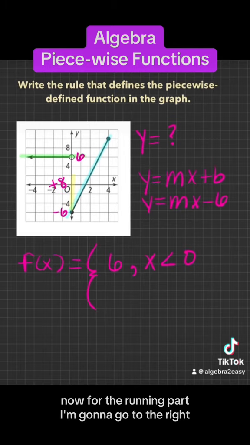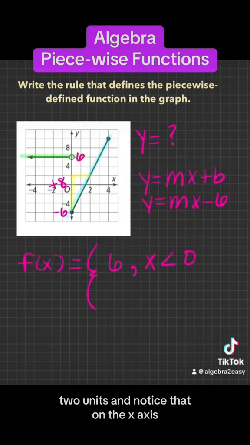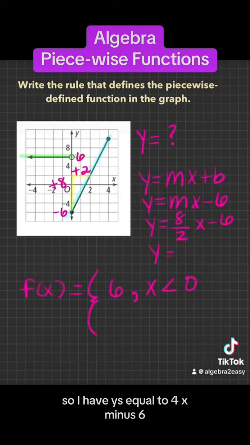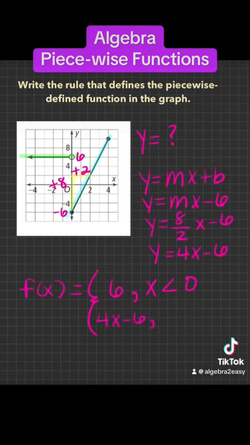Now for the run part, I'm going to go to the right 2 units. And notice that on the x-axis, we're actually counting by 1. So that's just going to be plus 2. So I have a slope of 8 over 2, which I know is going to simplify to 4. So I have y is equal to 4x minus 6. That's going to be my linear piece. Now I need to state my domain.